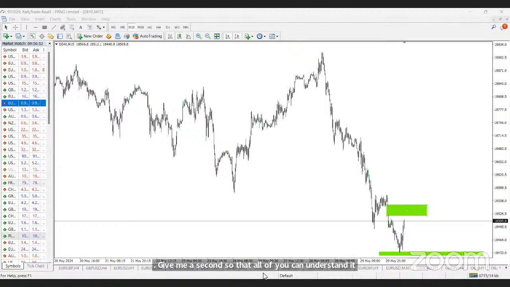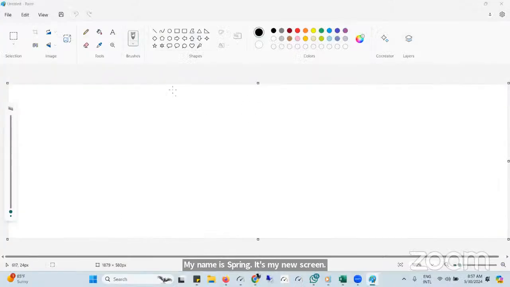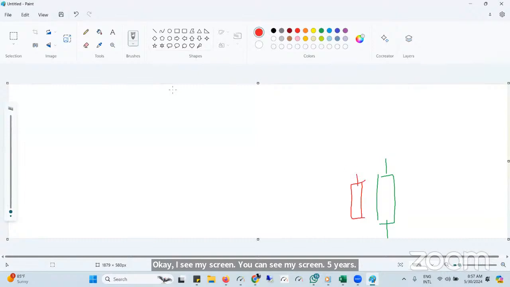Let's say I go to Paint on my laptop, and I open a screen like so, and then I share with you my new screen. Here is my new screen. Now, if I pick a candle and I draw it green, like here. Hope you are seeing my screen. If you are seeing my screen, type yes. And I have a red bar, like so.